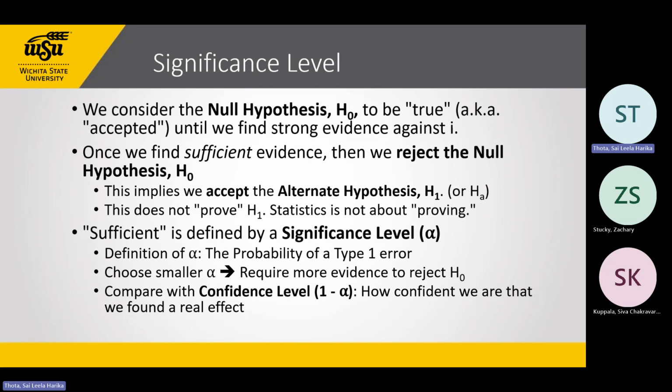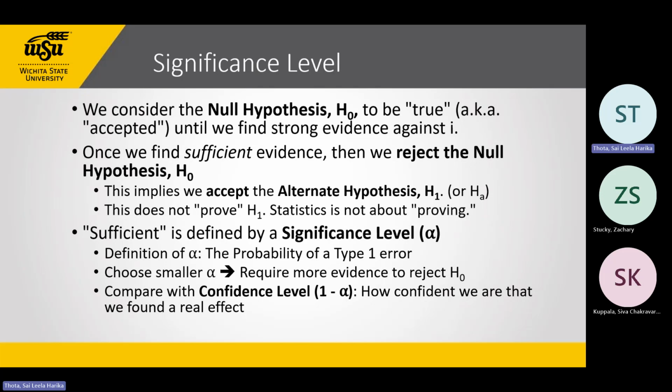But if you want to say that the drug is really changing the blood pressure, you need to have strong evidence. Without strong evidence, you can't say that the drug is affecting the blood pressure. Once we find sufficient evidence, then we reject the null hypothesis. If you find that the drug is really affecting the blood pressure, then you reject the null hypothesis. This implies we accept the alternate hypothesis. Like when we reject the null, we accept the alternate.